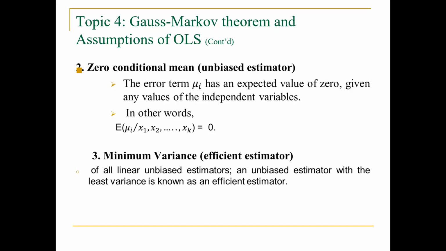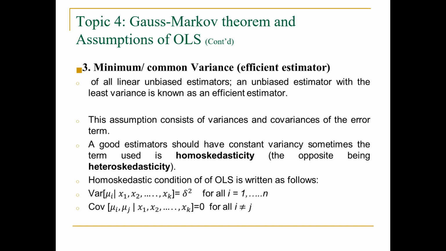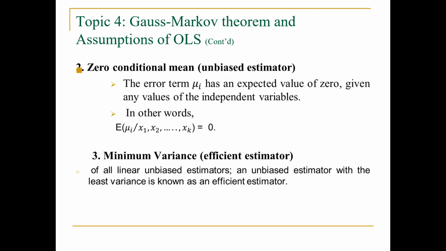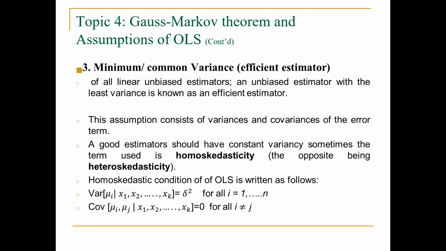Let us see what other assumptions are. The fourth, this is actually supposed to be the fourth, not the third. I think this is being repeated. So it's the minimum or common variance. Now, of all the linear and unbiased estimators, the one with the least variance is what we choose. Sorry about this slide being repeated. So we are saying that this assumption consists of the variance and covariance.